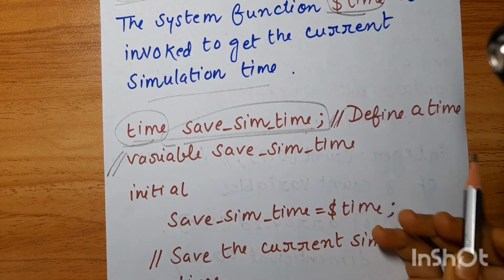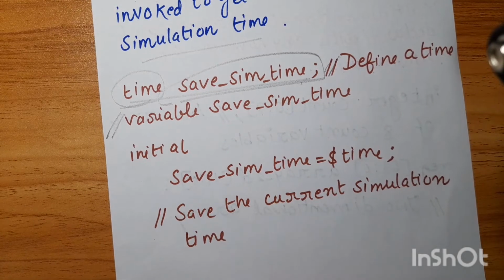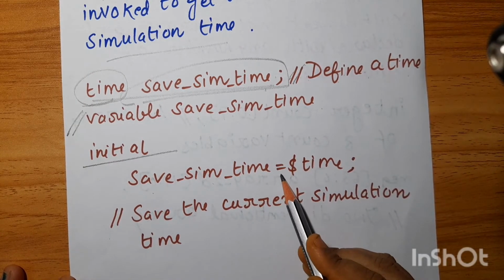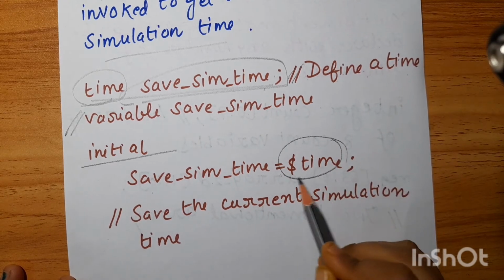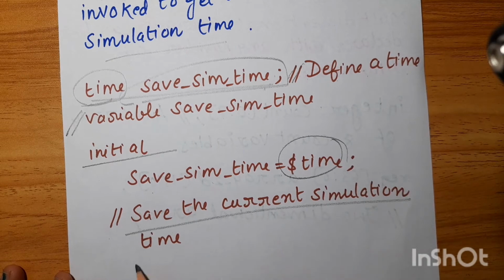Save sim time. Save simulation time. Inside the simulation block, what do I do? Inside the initial block, the save sim time variable is assigned a value which is returned by the $time system function. Okay, so this saves the current simulation time to the variable save sim time.